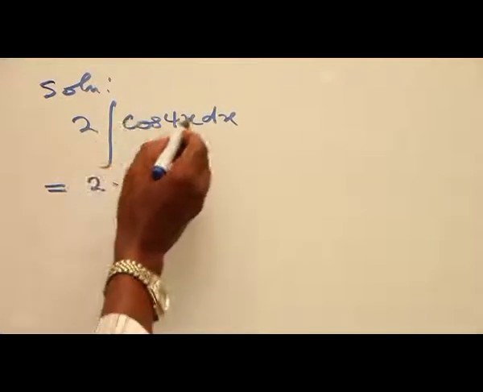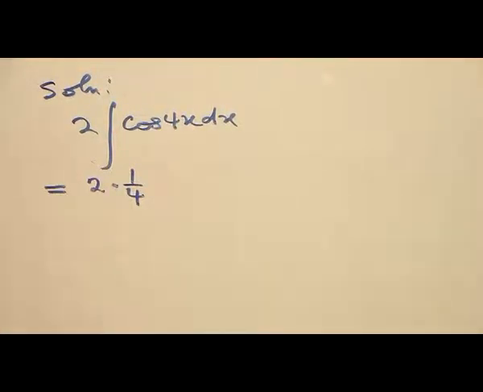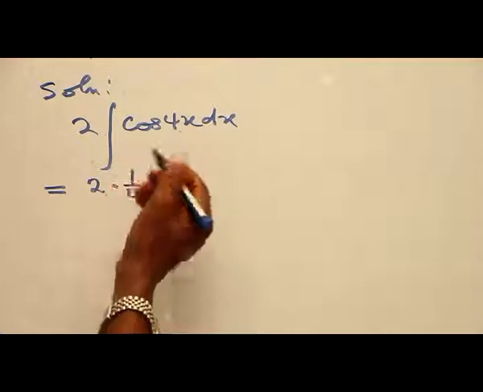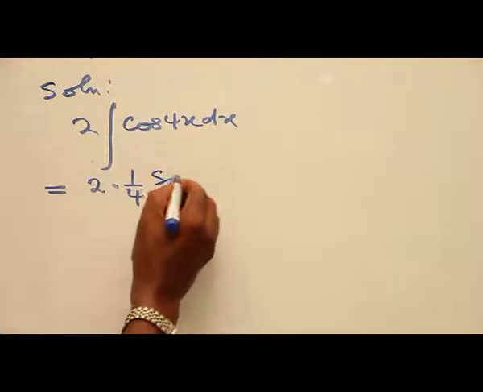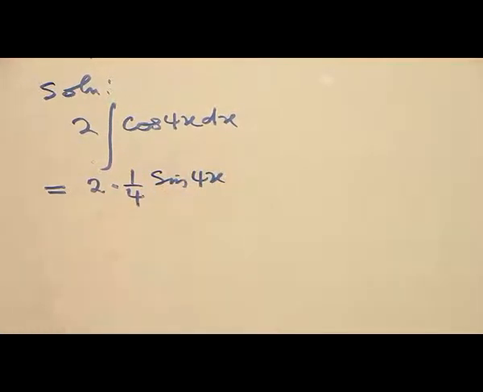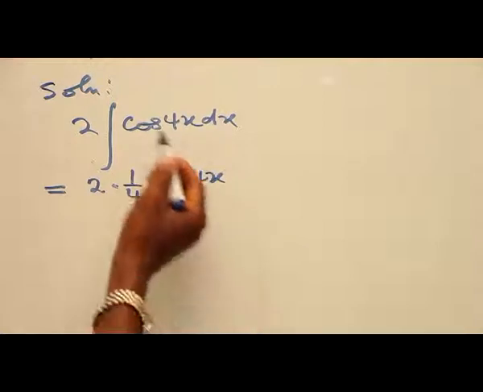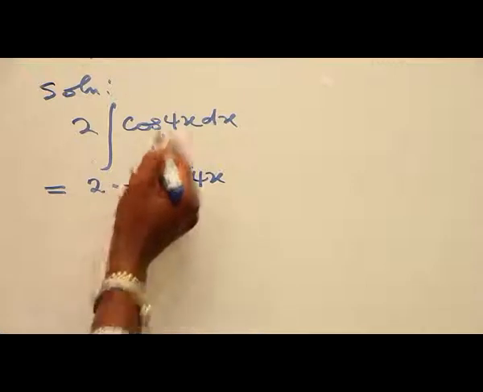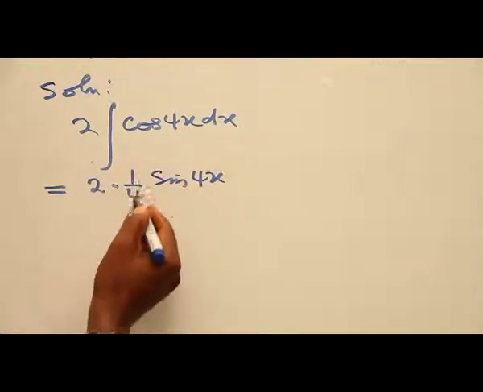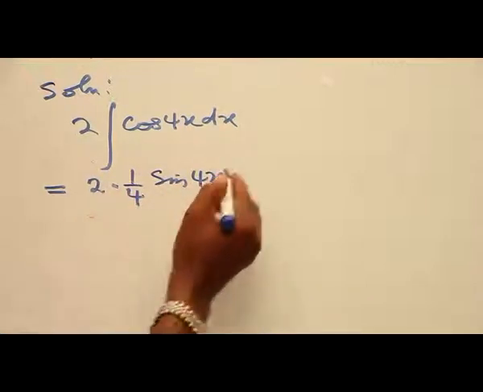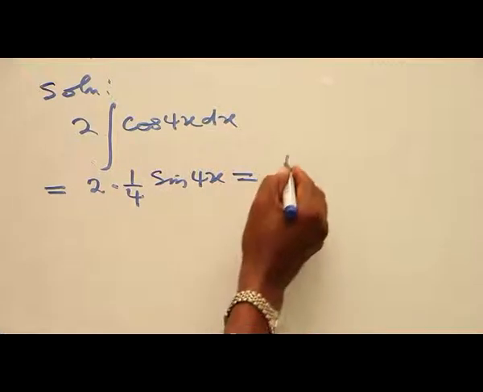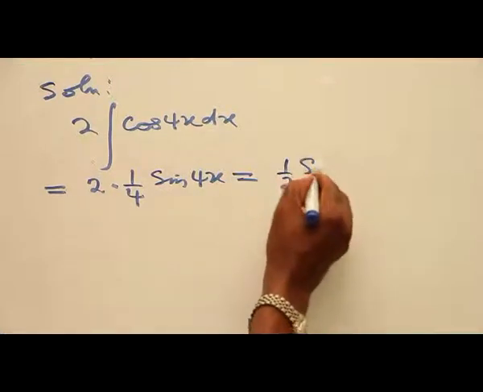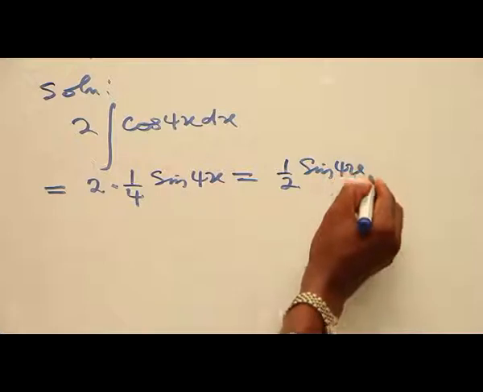If you differentiate cos, what do you differentiate to get cos? You differentiate sine. So this will be sine 4s. So if I differentiate sine 4s, I will get cos 4s. So if I now integrate this, I will now have 2 times 1 over 4 sine 4s, which will be equal to half of sine 4s.